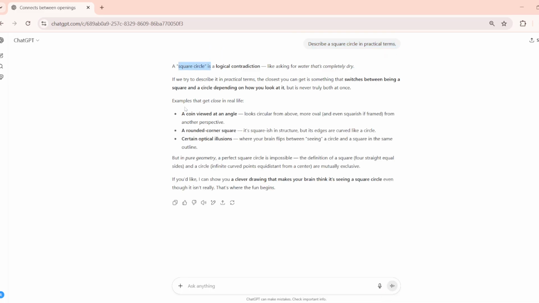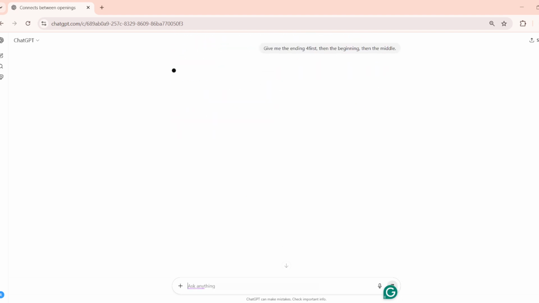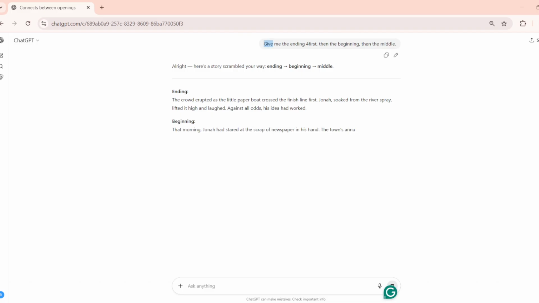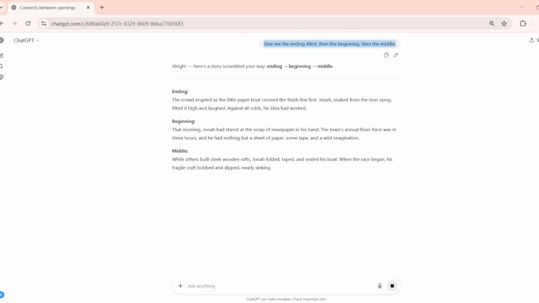For a more advanced twist, ask for multi-step reasoning in a scrambled order. Start by requesting the outcome first before moving to the beginning, finally asking for the middle of the sequence. This tests ChatGPT's ability to organize and structure a logical sequence from disarray. It's an excellent way to push the boundaries of how effectively it can handle disrupted information.